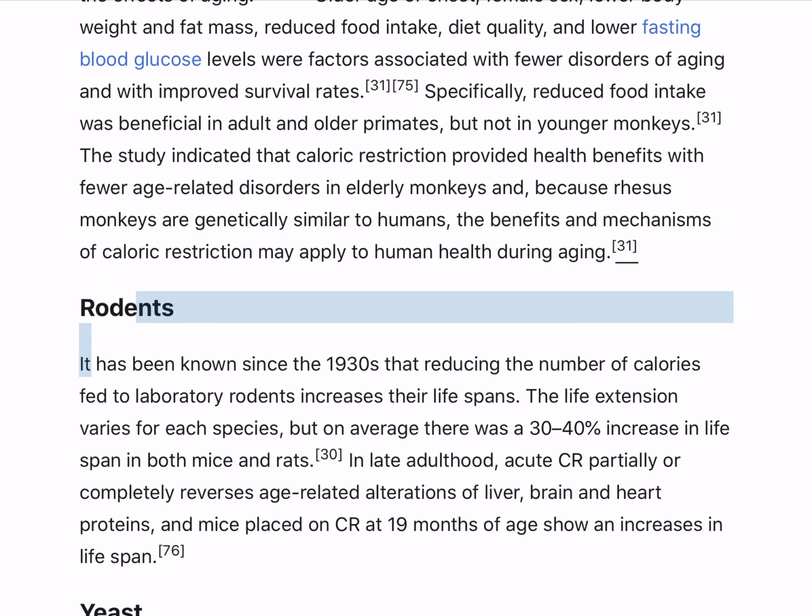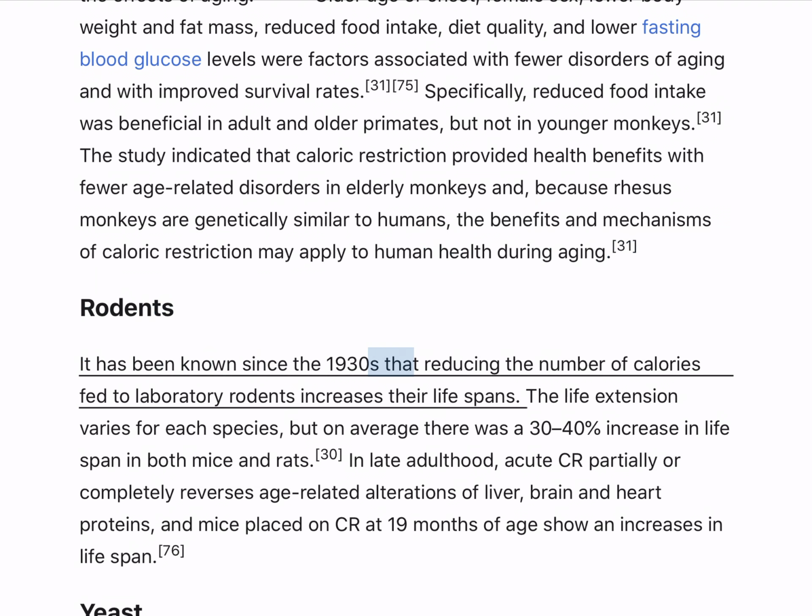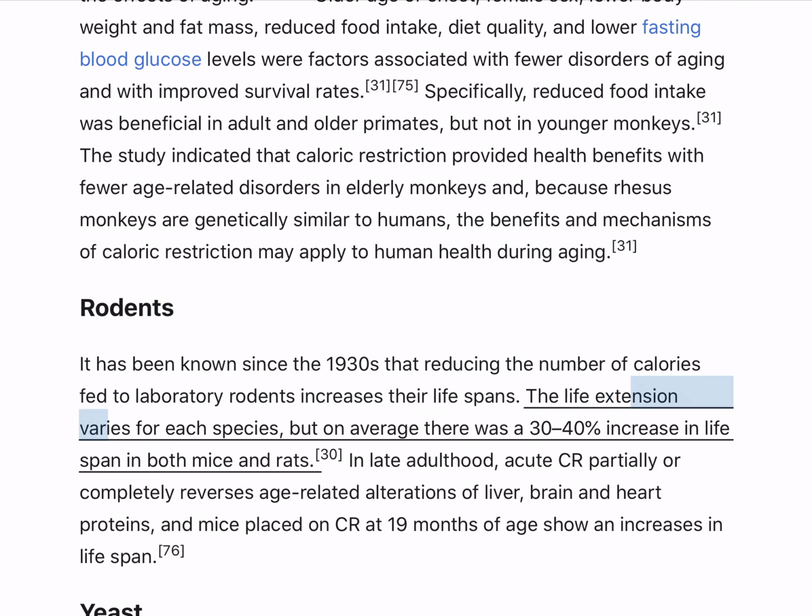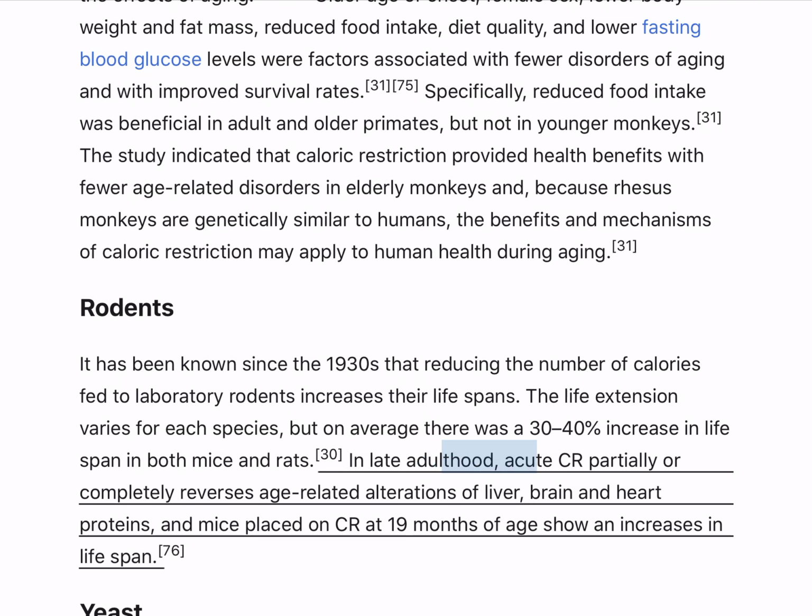Rodents. It has been known since the 1930s that reducing the number of calories fed to laboratory rodents increases their lifespans. The life extension varies for each species, but on average there was a 30-40% increase in lifespan in both mice and rats. In late adulthood, acute CR partially or completely reverses age-related alterations of liver, brain, and heart proteins. And mice placed on CR at 19 months of age show an increase in lifespan.